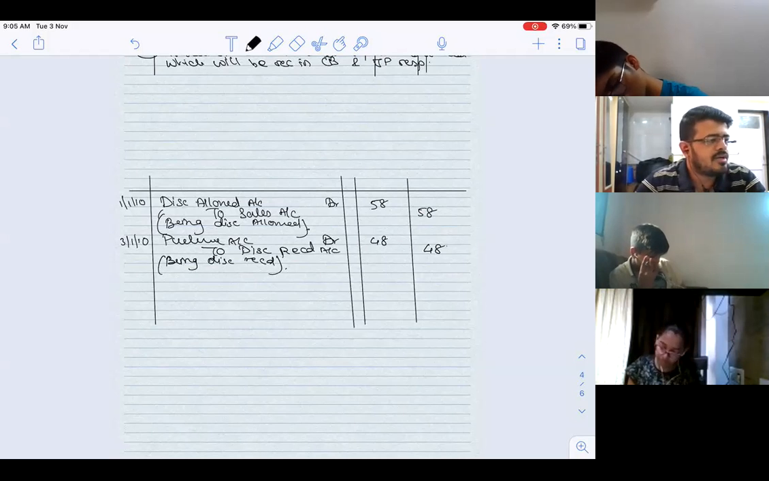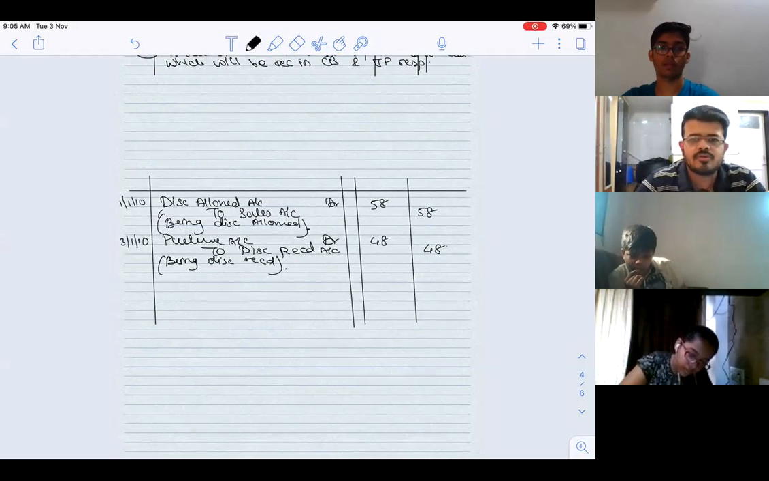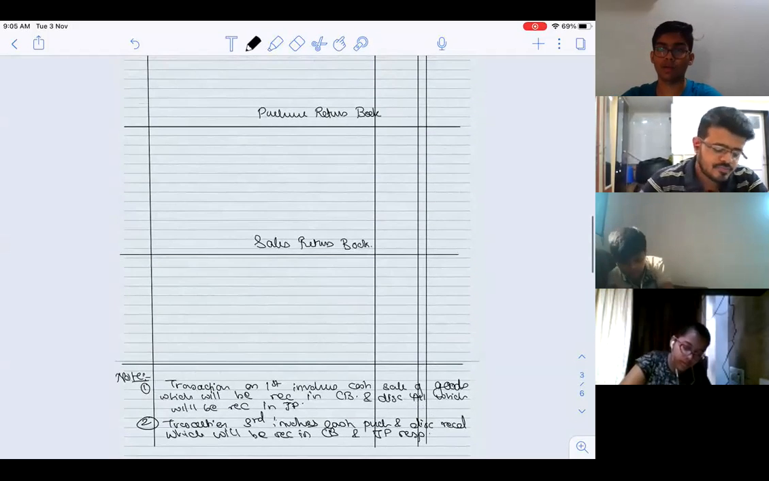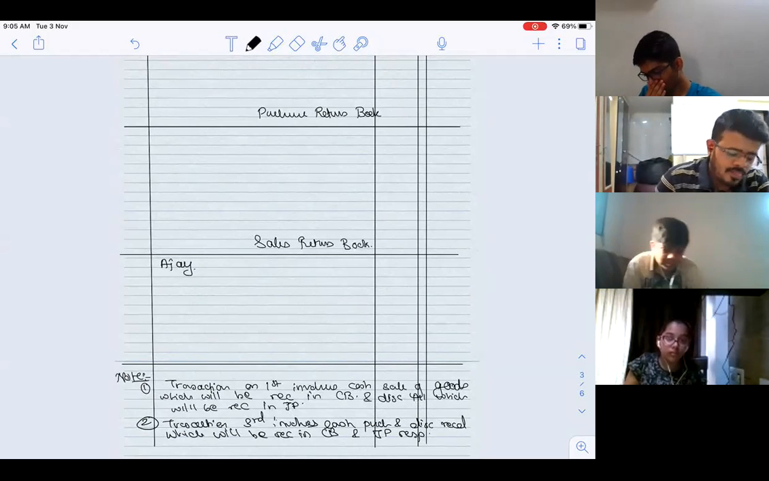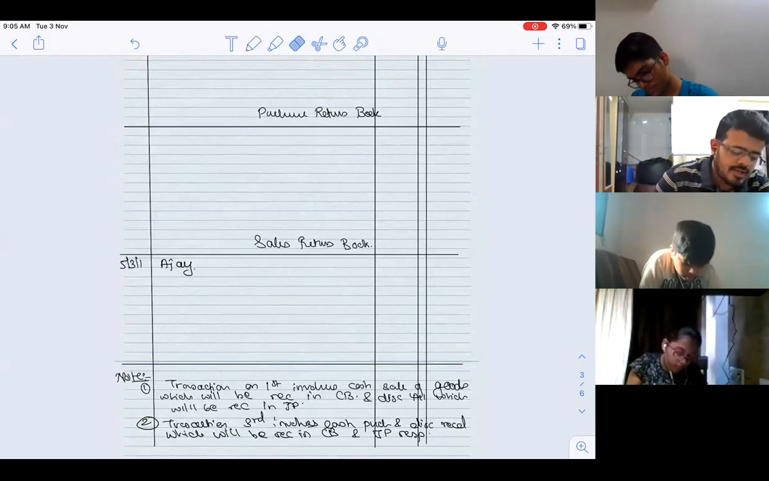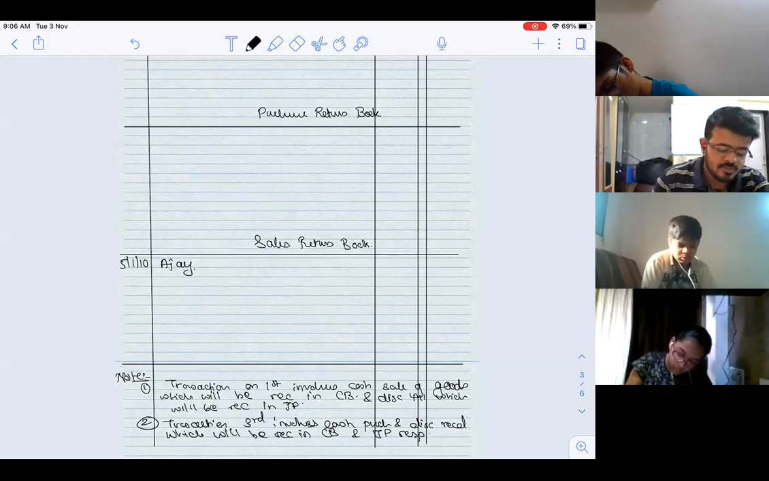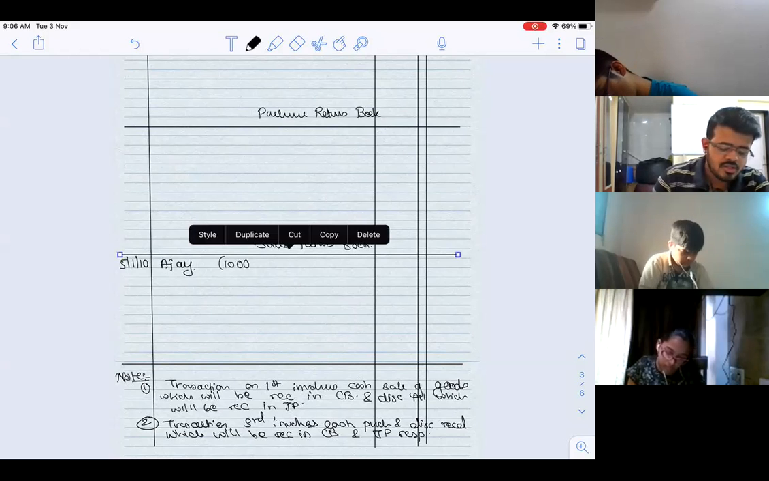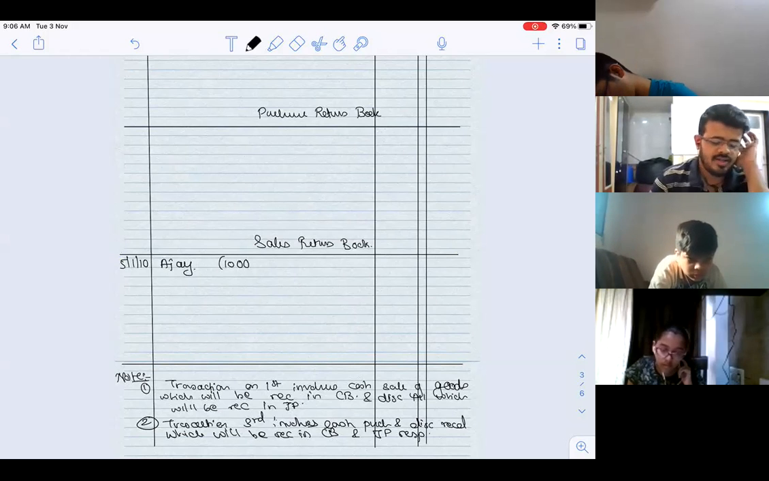Ajay sent a debit note of 1000 gross. Now be alert. Ajay sent a debit note, so we sent a credit note. So this entry will go in which book? Sales returns book. So 5th of January 2010. Ajay in sales return book, but it is 1000 gross. So TD minus करना है. कौन सा TD? 10% की 20%? 10%.